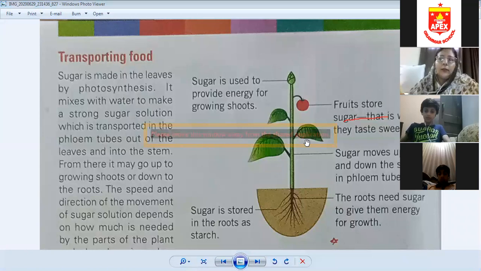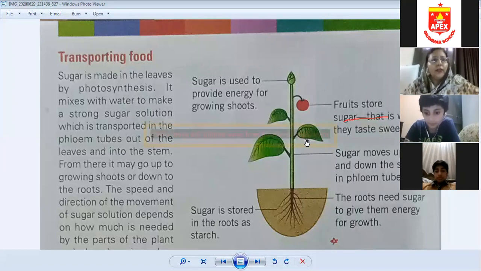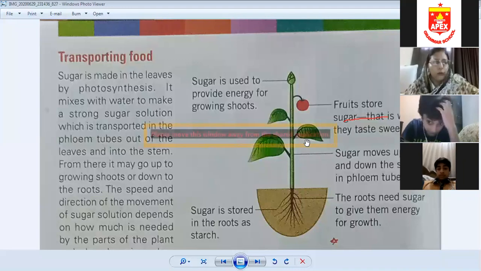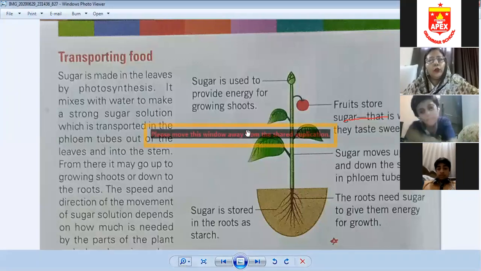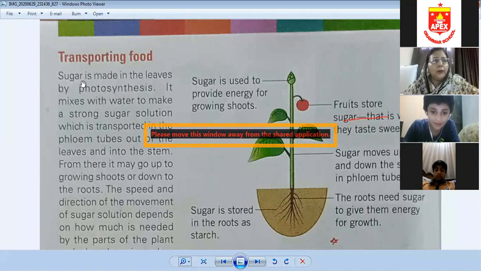Today we are doing chapter number 2. Today we will discuss transporting food. Before that, we have discussed that there are some special organs inside the plant which help to transport food. These organs are the stem and roots. Now in this topic, we will discuss how this food is transported in the body of a plant and in which form.